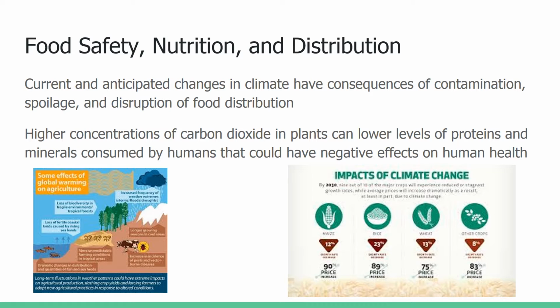The higher levels of CO2 in the plants lower the amounts of protein and essential minerals in many grains consumed by humans. Changes in the climate that are happening currently and changes that are anticipated can affect global food supply through spoilage, contamination, and disruption.